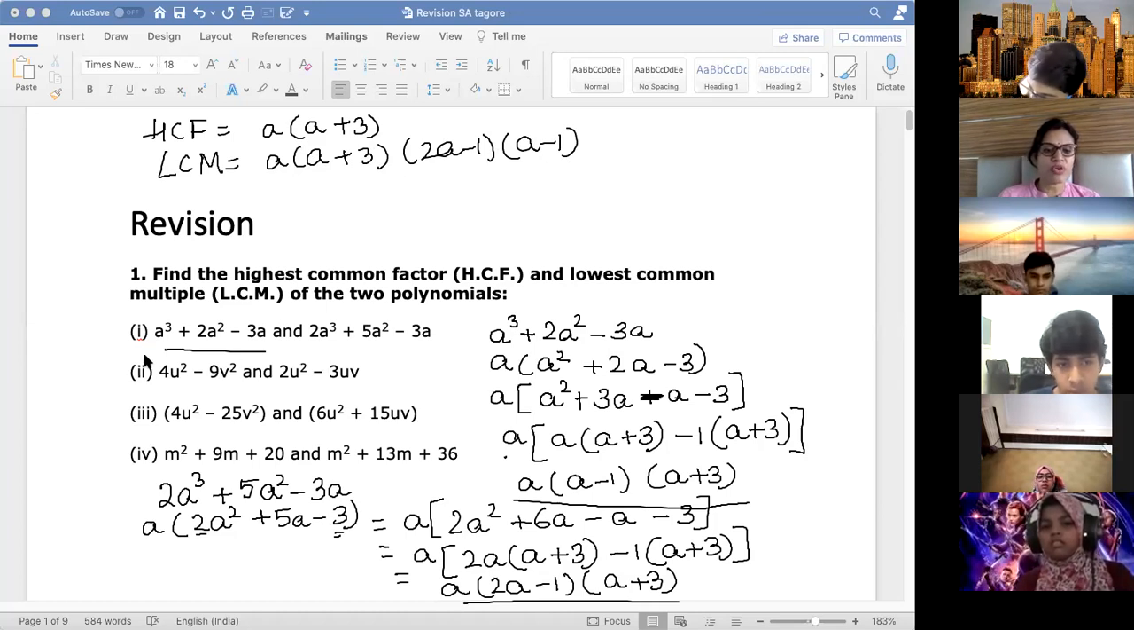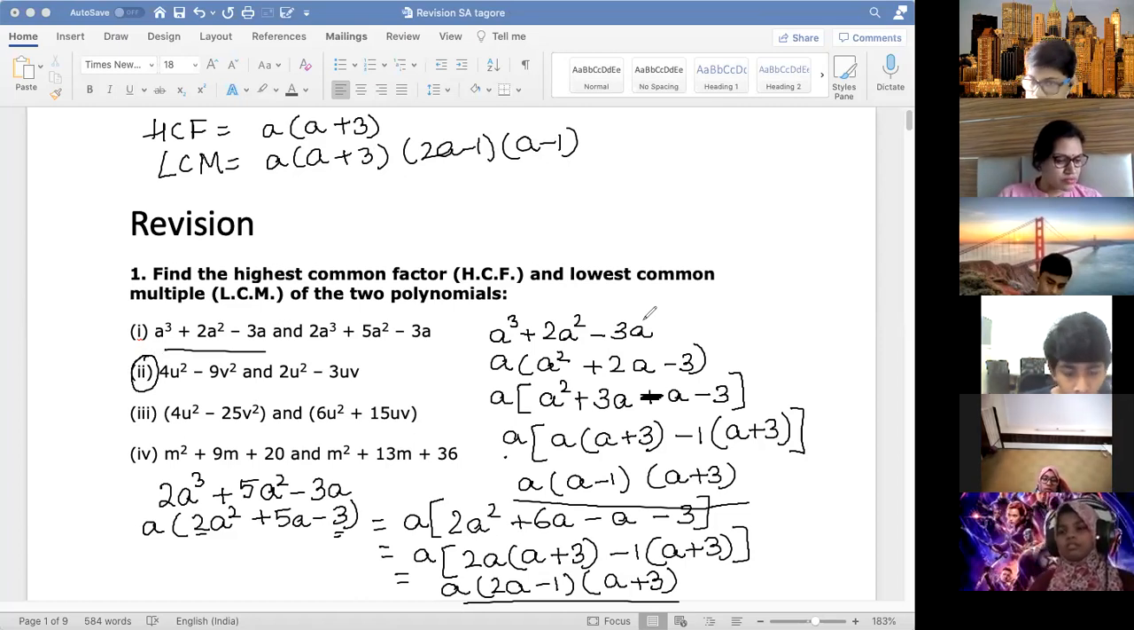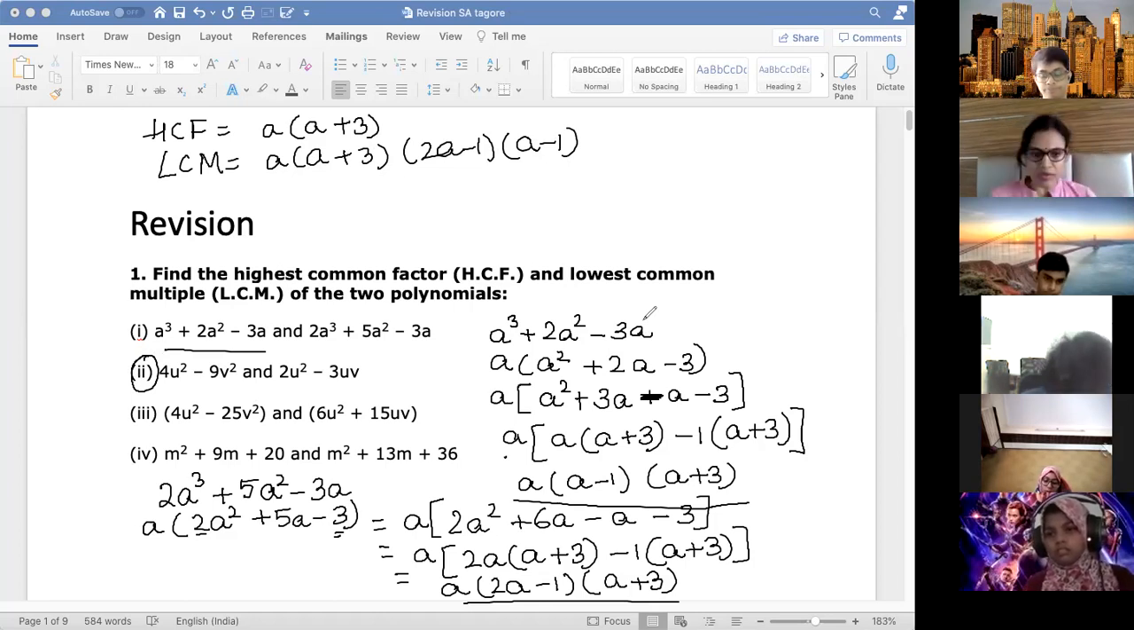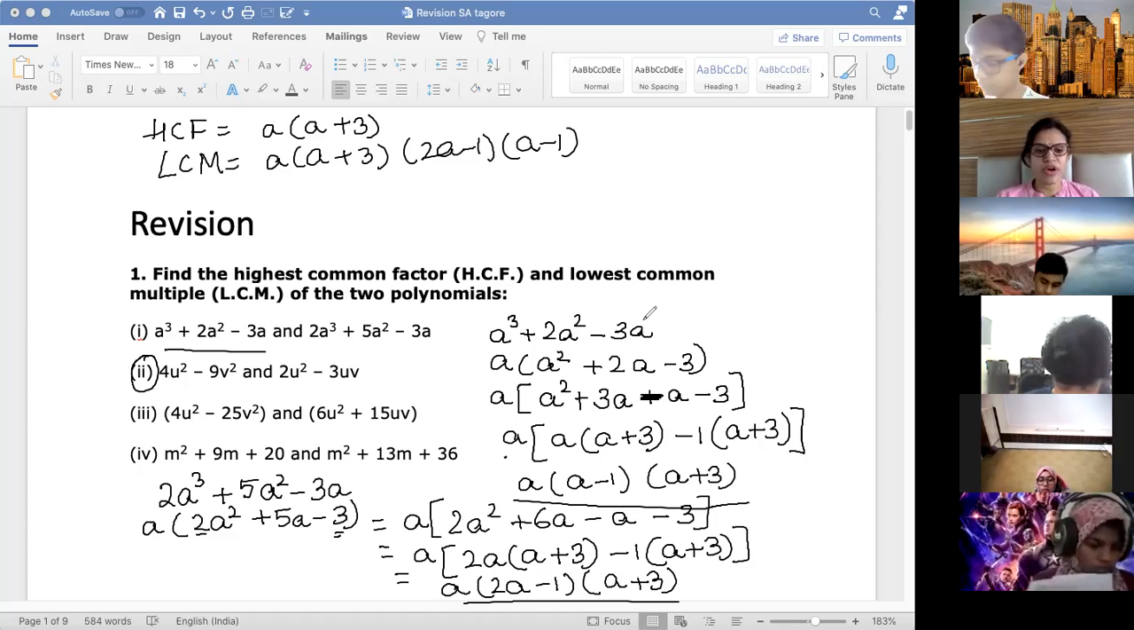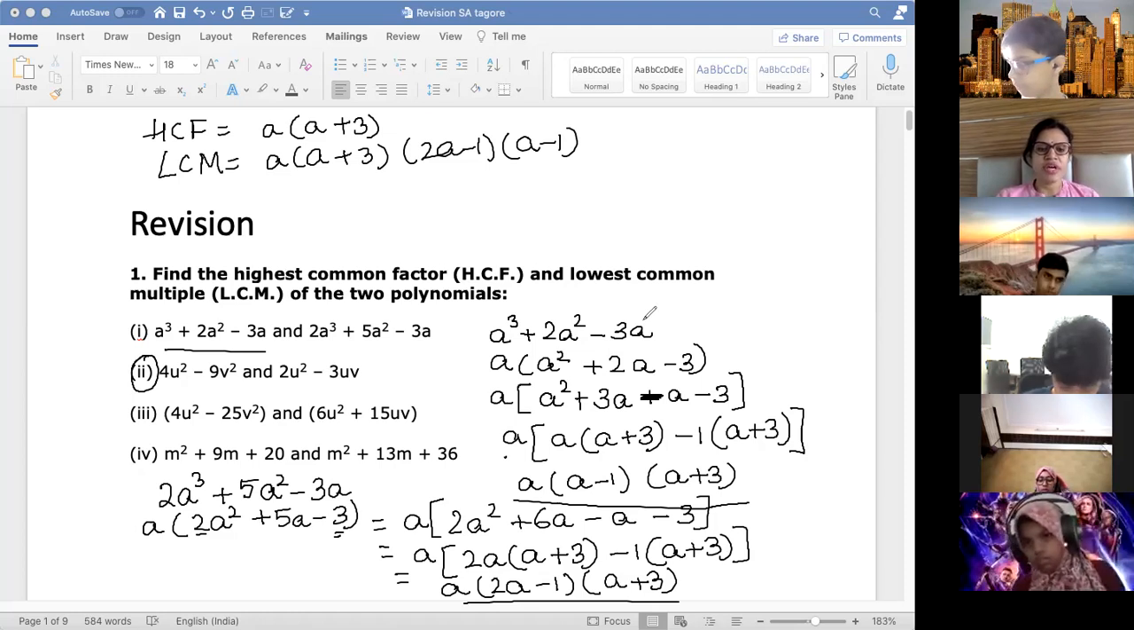Okay, do one question on your own. Question number 2, everyone do it and give me the answer in chat. I'll do it in my notebook. Okay, I think the answer is there. We'll check the answer from here only. Okay, 4u square minus 9v square. Do it quickly so that we can cover some more extra topics. Now you know how you have to do. You have to factorize, and then whatever is common, the lowest power will be the HCF, and whatever is left will be multiplied to the HCF to make it the LCM.